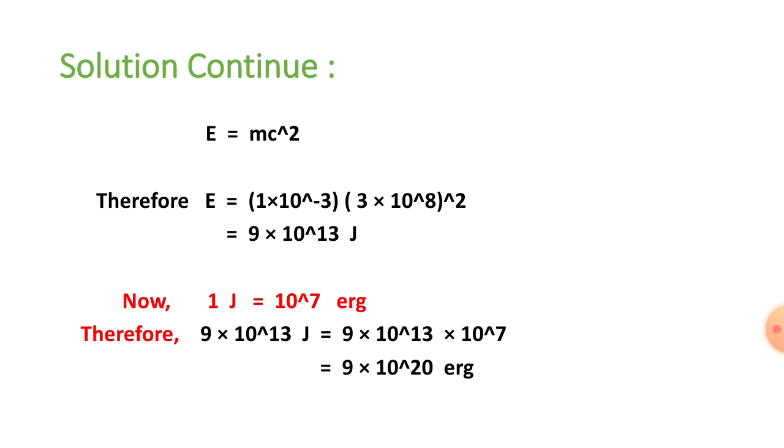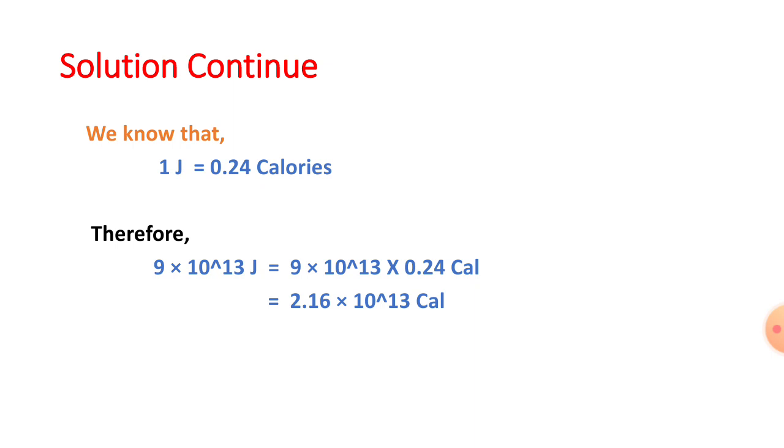Now the third one is left, which is calories. Let's see how we can find this. We know that 1 joule is always equal to 0.24 calories. This is a fixed quantity, so we should remember this point also. Okay, 1 joule is 0.24 calories. Therefore 9 into 10 raised to 13 joule equals 9 into 10 raised to 13 into 0.24 calories. So we get 2.16 into 10 raised to 13 calories. All right, so we have got the answer in calorie, joule and erg.